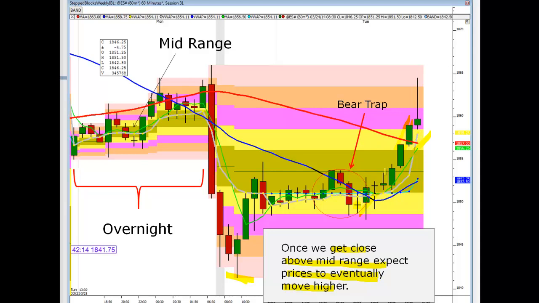Keep in mind, again, we're talking about probabilities. With the market, there are never any guarantees. We just base these conclusions on patterns that repeat again and again in the marketplace.